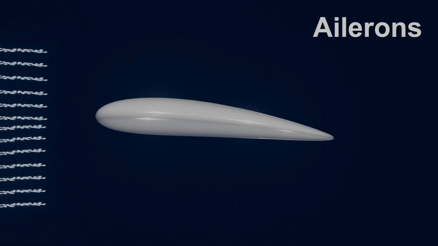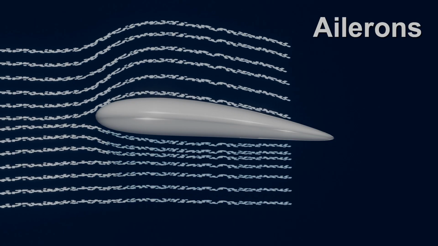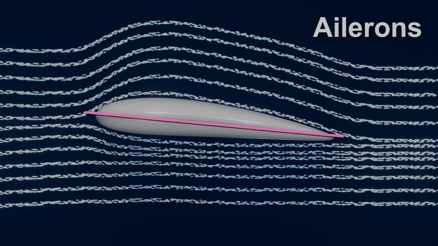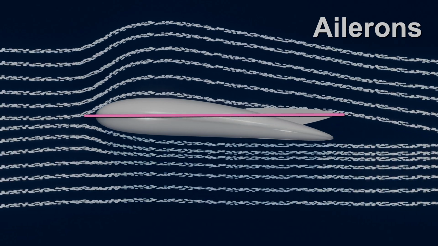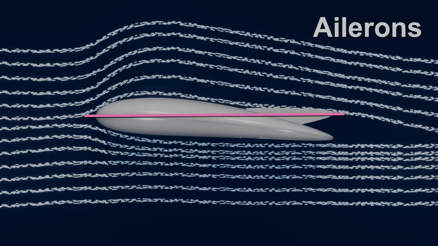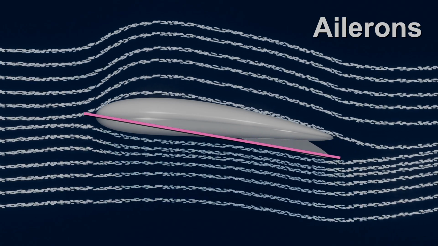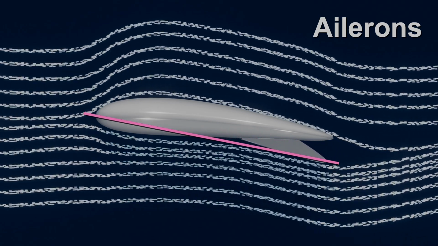The ailerons of an aircraft result in differential lift forces on each wing, leading to a bank or roll in the aircraft. Upward deflections of the ailerons will reduce angle of attack and reduce lift. A downward deflection will increase angle of attack and increase lift.